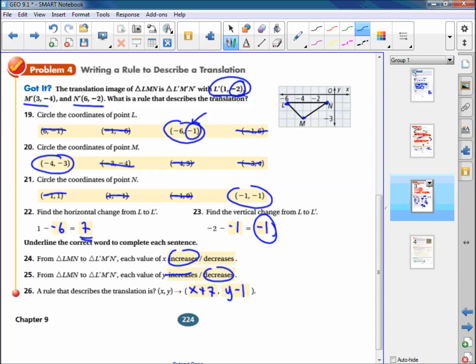So let's check that, all right? So we'll use M. Originally, M was -4, -3, okay? This was M. And we know that M prime is supposed to be 3, -4. So let's see if our formula works. If we take -4 and we add 7 onto it, it becomes 3. And if we take -3 and we subtract 1 from it, it becomes -4. So our formula did move the pre-image of LMN to the image of L prime, M prime, N prime.